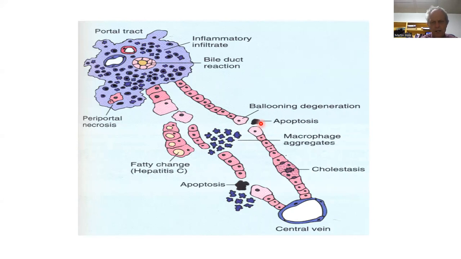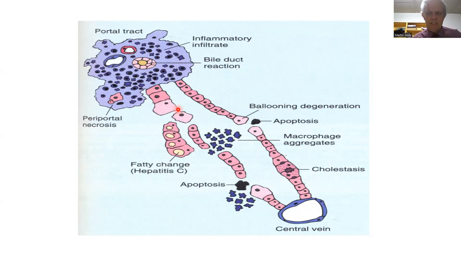The other thing that also happens is that you get degenerative changes taking place in the liver cells. That's often a feature of alcohol. We call that ballooning degeneration. And then because you've got a hepatocellular injury, you may also get cholestasis as well. So this is the typical picture that you get with acute hepatitis. Now, there are some particular features that are characteristic of individual diseases.